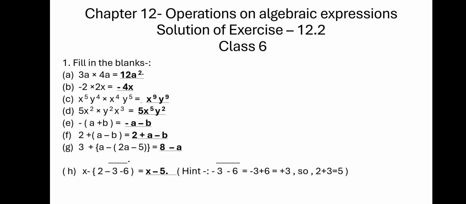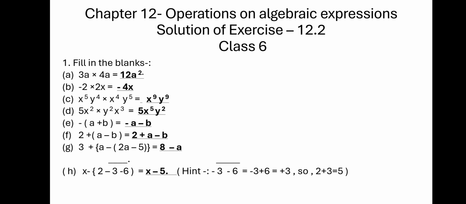E. Negative a into bracket a plus b. Now we have to solve the bracket. So negative a will become negative, b also will become negative. So it is negative a minus b. 2 into bracket a minus b equal to 2 into a minus b, same as it is.